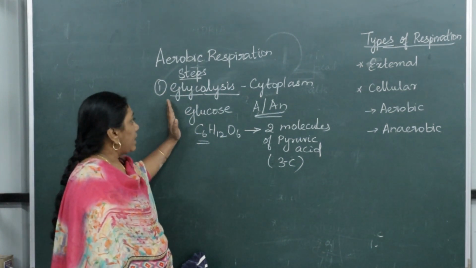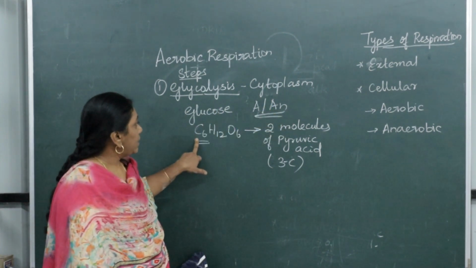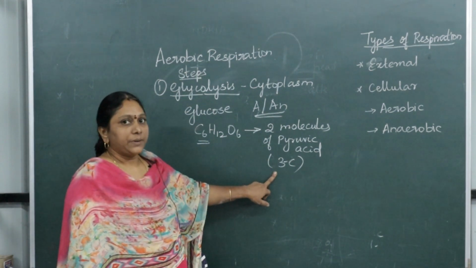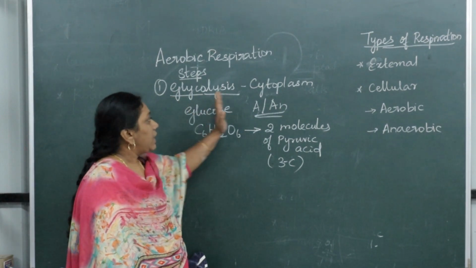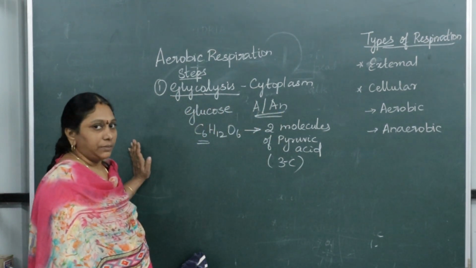So glycolysis takes place in the cytoplasm. What happens? 6 carbon glucose is broken down into 2 molecules of pyruvic acid, the 3 carbon pyruvic acid molecule. This is the common step. Glycolysis is the first process in both aerobic and anaerobic respiration.